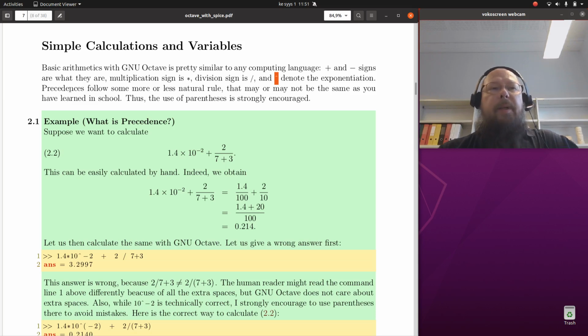Okay, then there are precedences. Precedences mean that, if you remember from school, first you calculate multiplication and division, and then addition and subtraction, and go from left to right. These are called precedences or precedence rules, and they are more or less the natural rule that you learned in school that are used here in Octave also.